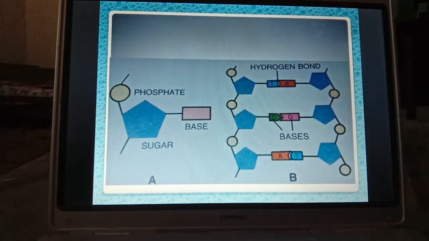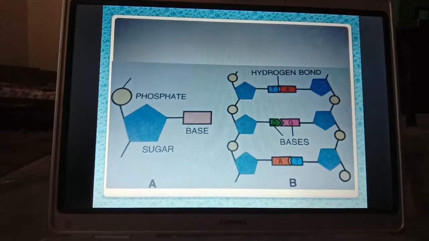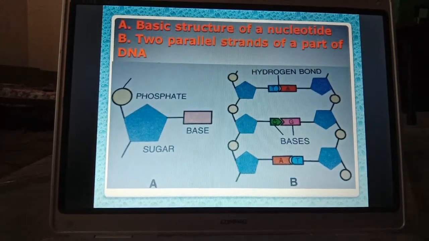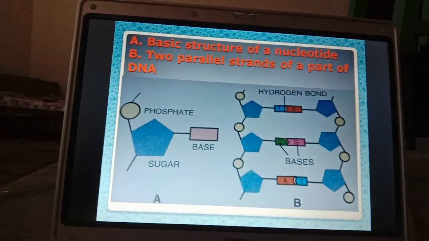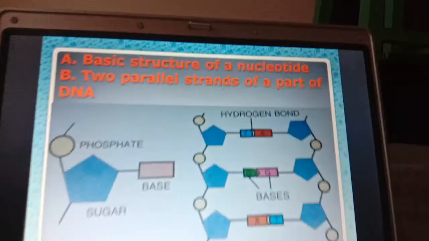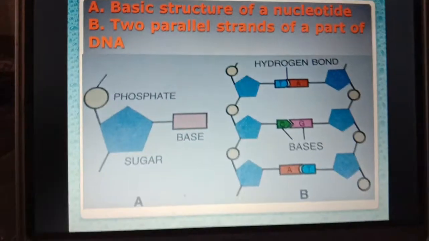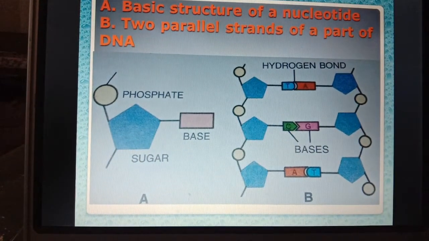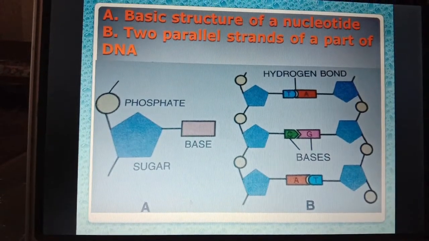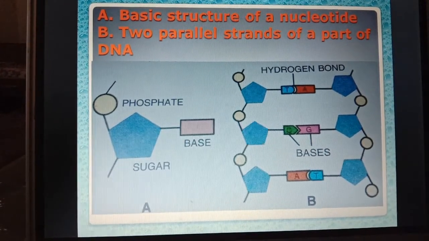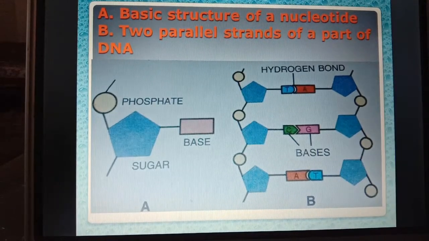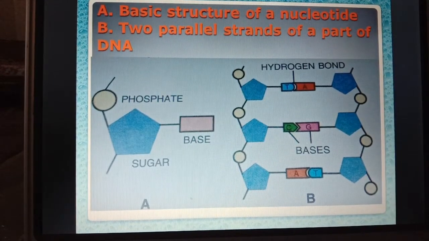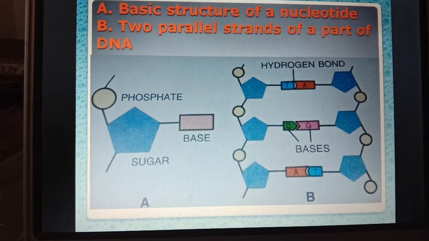You can see here the basic structure of a nucleotide, which is represented in A, where you will find a phosphate group, sugar and base, and two parallel strands of a part of DNA. You can see here the two strands which are anti-parallel to each other, and in the center you will find the nitrogenous bases are present, which are joined by hydrogen bonds.